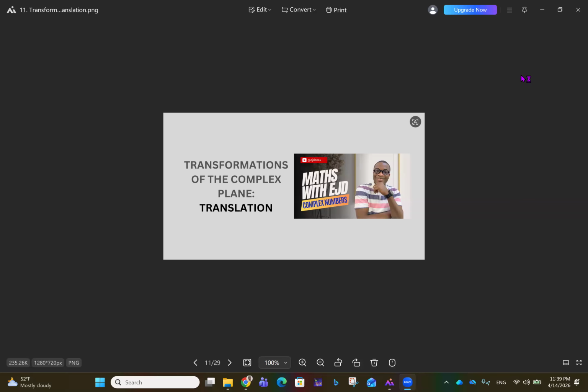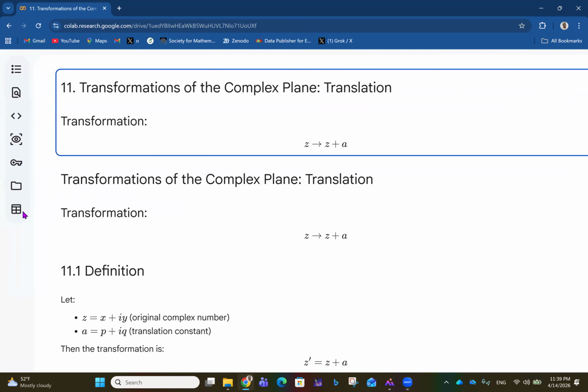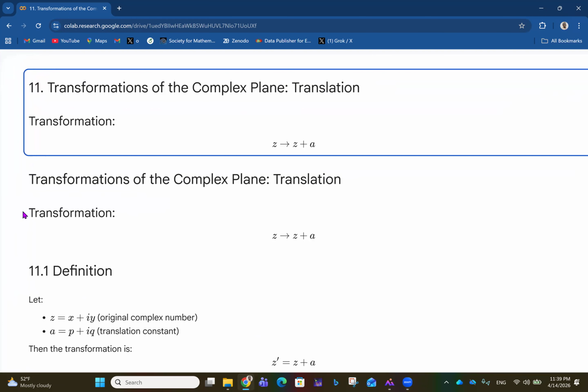In the next set of videos, starting from this one, we'll be talking about transformations of the complex plane. And in this first video, under that, we'll be looking at translation. So how do we talk about what translation looks like in the complex plane? So let's go for it. Transformations of the complex plane, talking about translation.